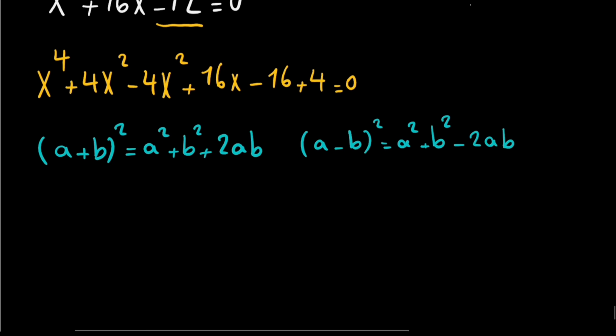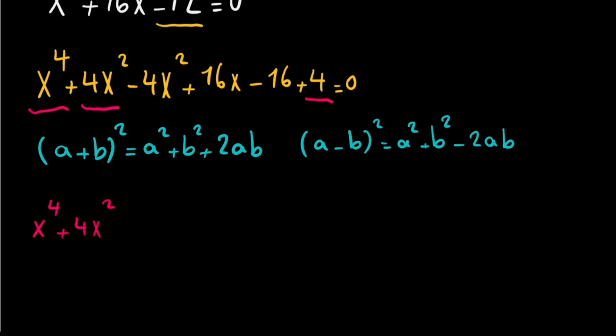So if you look at x to the power of 4, 4x squared and 4, I wanna write them at the beginning of the sentence. So x to the power of 4 plus 4x squared plus 4 minus 4x squared plus 16x minus 16. Yes, that's equal 0.